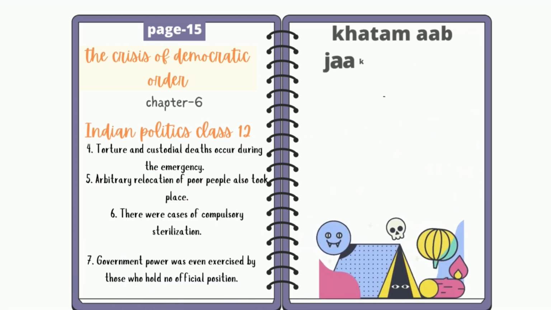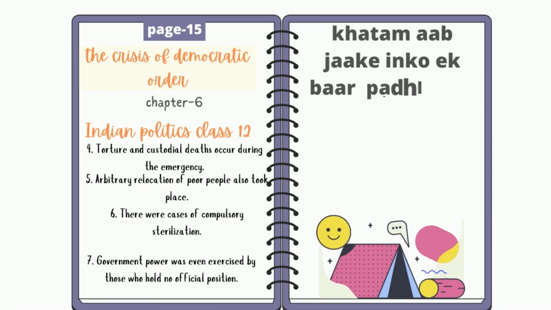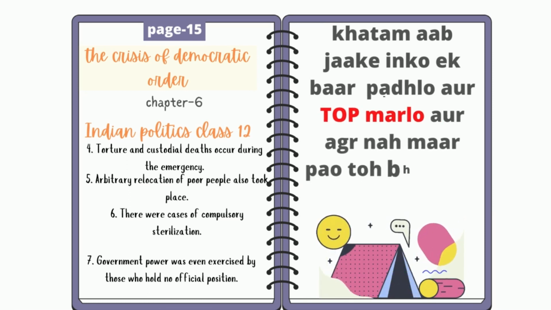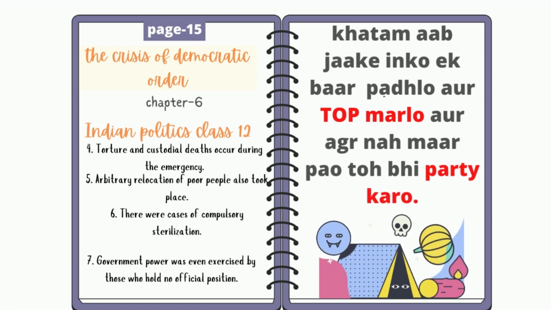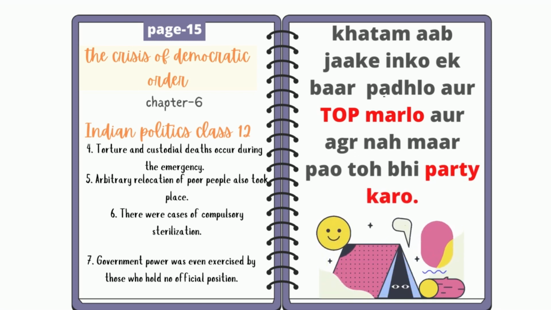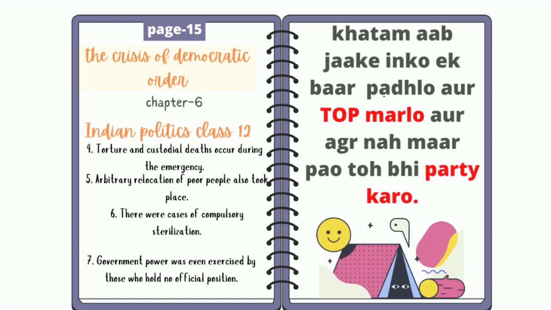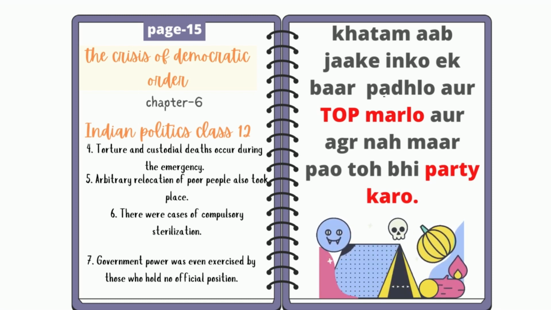Fourth, torture and custodial deaths occurred during the emergency. Fifth, arbitrary relocation of the poor also took place. Sixth, there were also cases of compulsory sterilization. Seventh, government power was even exercised by those who had no official position.